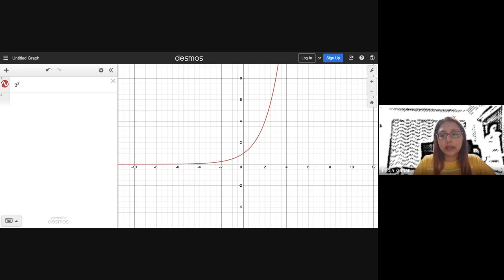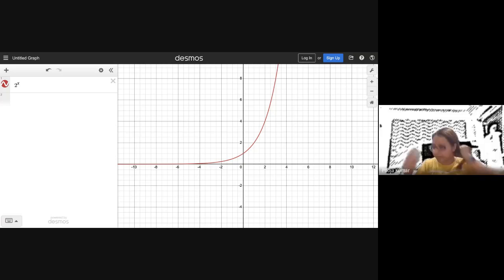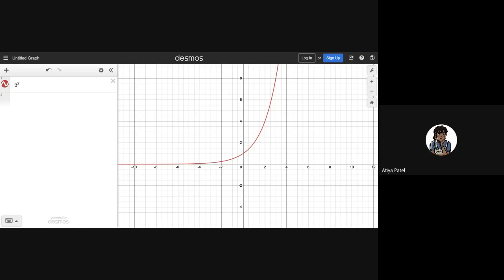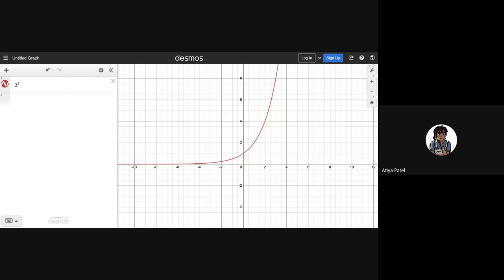Now you're focusing. So, Atya, can you explain why 2 raised to power minus 3 is 1 upon 8 to Ariana? Ariana, listen carefully. If the power is negative, then you need to make it 1 upon 2 raised to 3. Why are we doing that? Because we need to get rid of the minus sign. Then 2 raised to 3 is 8, so it becomes 1 upon 8.